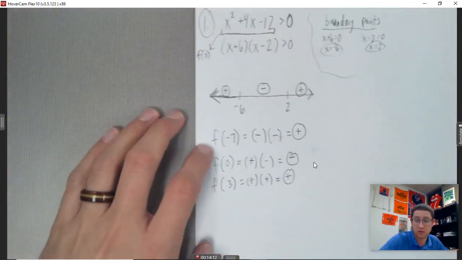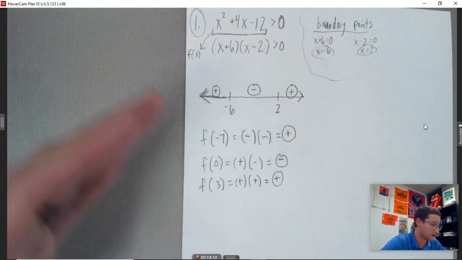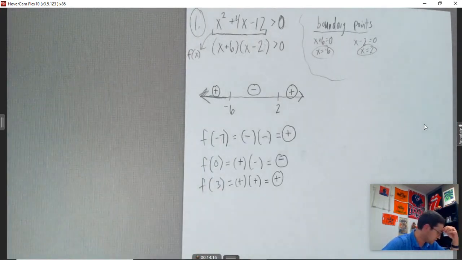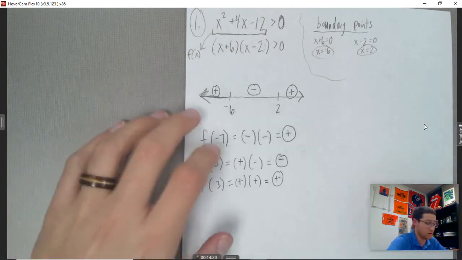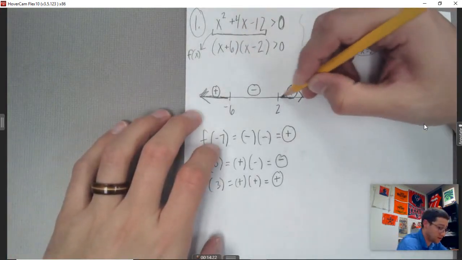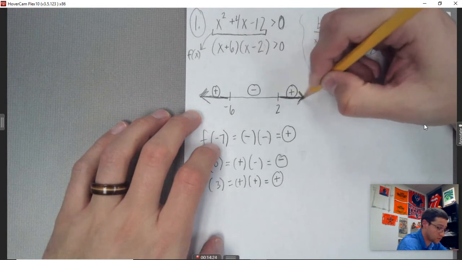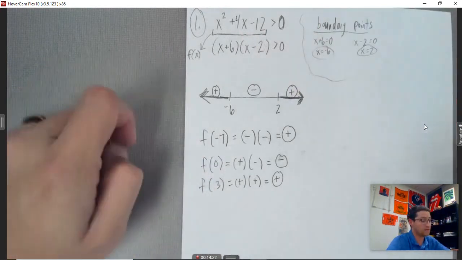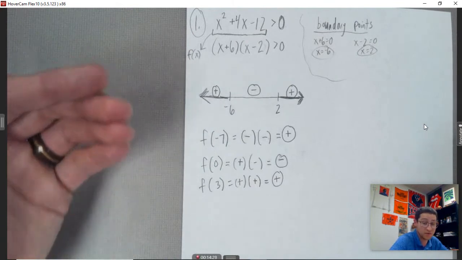All right. So number 1, now we're actually going to write our interval. Because our interval is essentially the solution, right? And we mentioned earlier that this was our solution. So in order to write this, we're going to use interval notation, right?